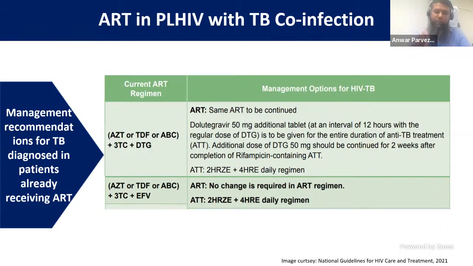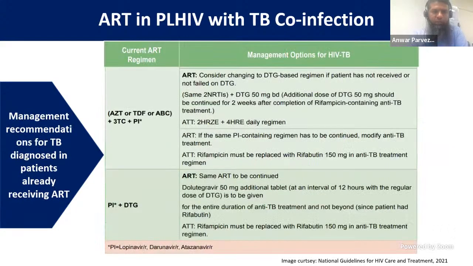Why 15 days is because the hepatic induction, or the cytochrome P450 enzyme induction system, takes some time to get normalized. So after finishing 6 months, we again wait for a further 2 weeks after stopping rifampicin. Then we make DTG a single or OD dose. And if the patient is on efavirenz, again, no change is required.